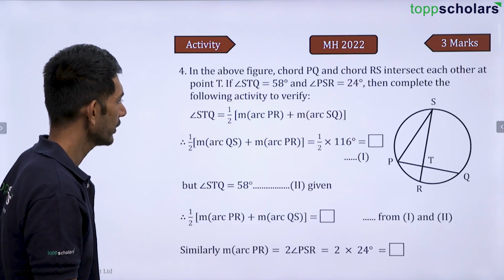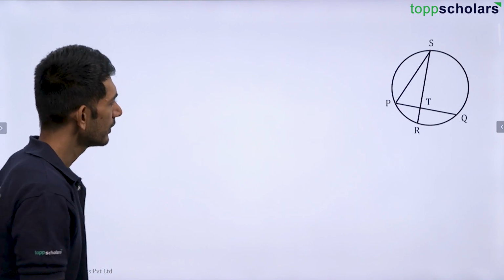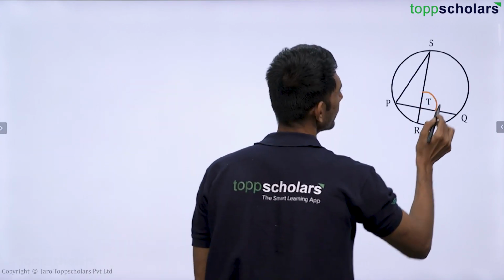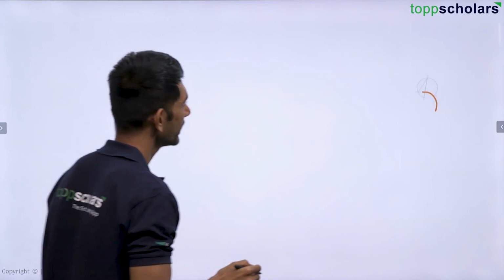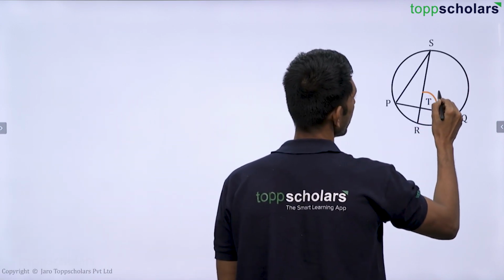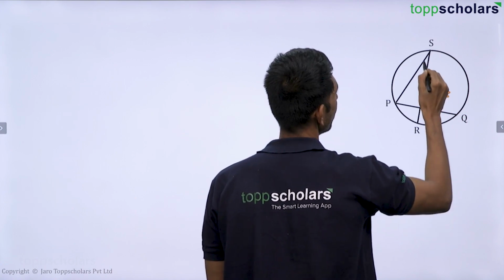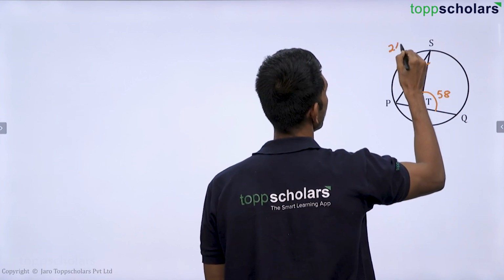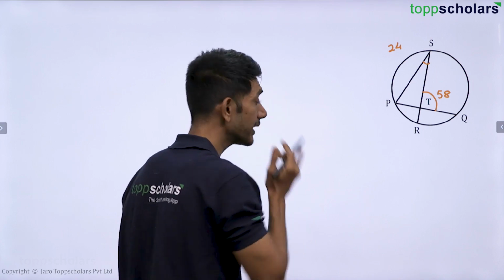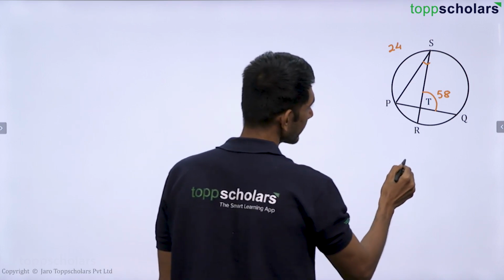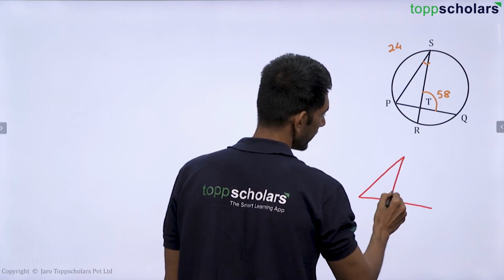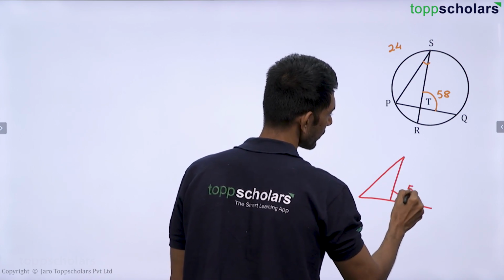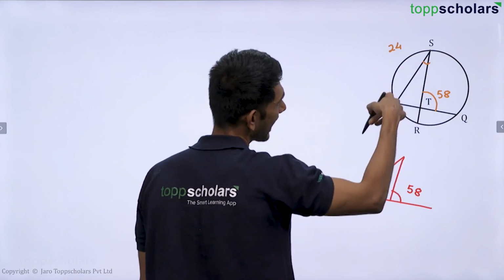Let's focus only on this part. So what is given? We have the value of this angle STQ. STQ is 58. Correct? Then we have this as 24. So what we will do is, firstly, we can see that this particular angle is the exterior angle. If this is 58, this is the exterior angle for this triangle.